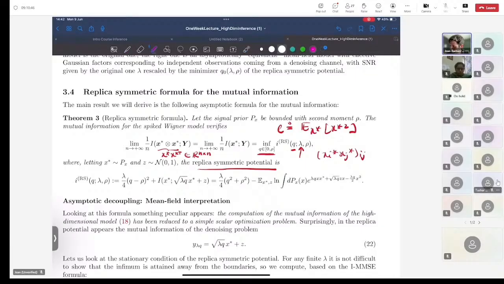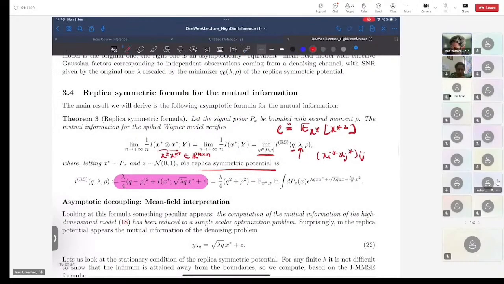So let's focus on this part here. There is a very simple term there, which is just quadratic in Q times the SNR. And what appears here, now you should recognize, this is the mutual information of the scalar denoising problem under Gaussian noise. You see this x star here, you should not think of anymore as the vector. For the vector, I use a bold variable. It's just a single scalar random variable drawn from the prior. And this z is just a single scalar Gaussian noise.